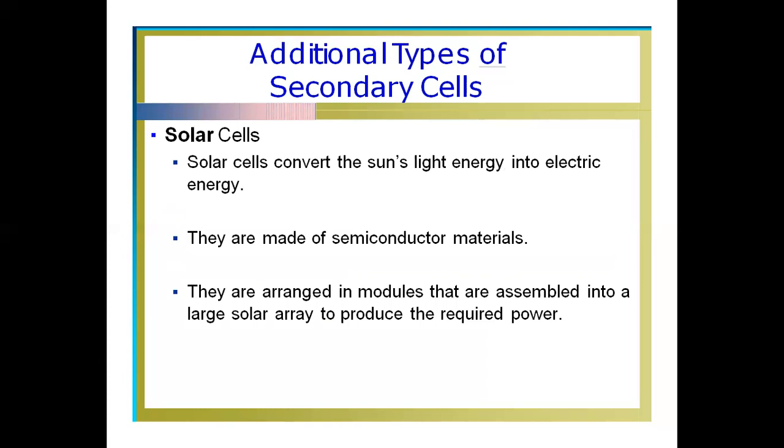The next type of cell is the solar cell. Solar cells convert solar energy, the light energy, into electric energy. They are made of semiconductor materials and arranged in modules that are assembled into a large solar array to produce the required power. The photovoltaic cells in the solar cells are connected in series and parallel combinations to enhance the voltage and current capacity.